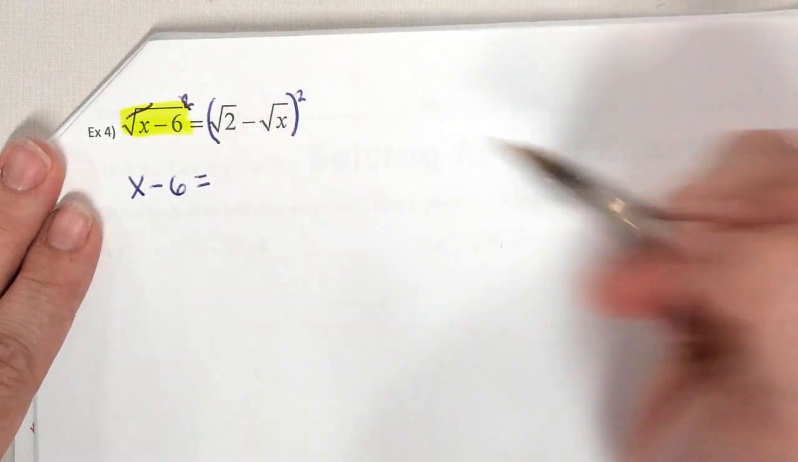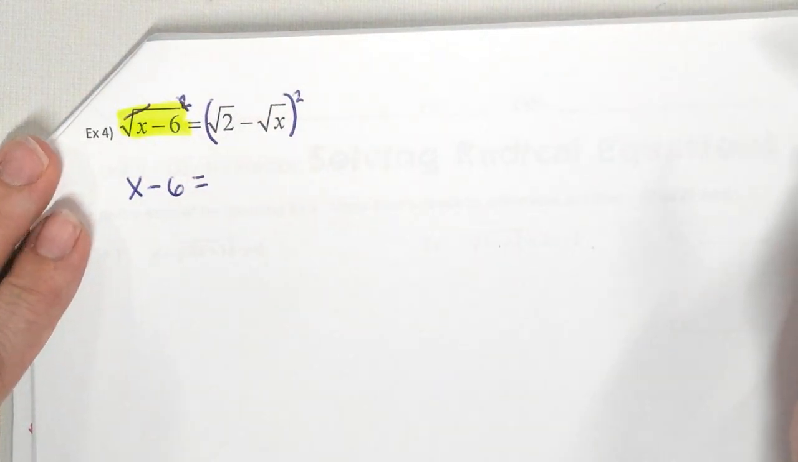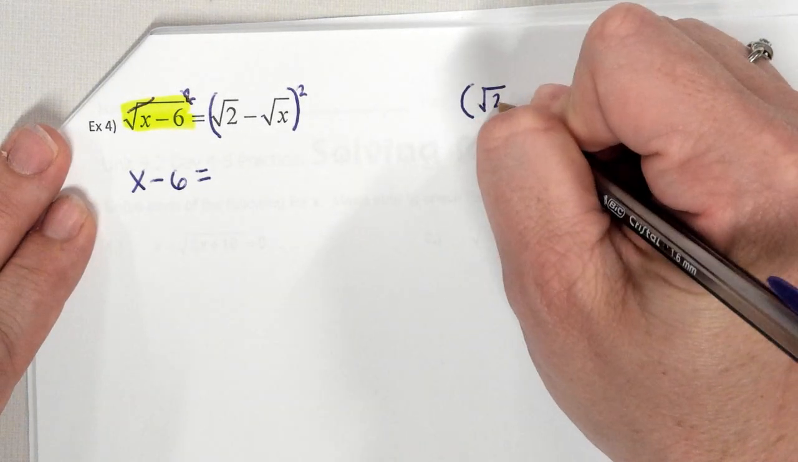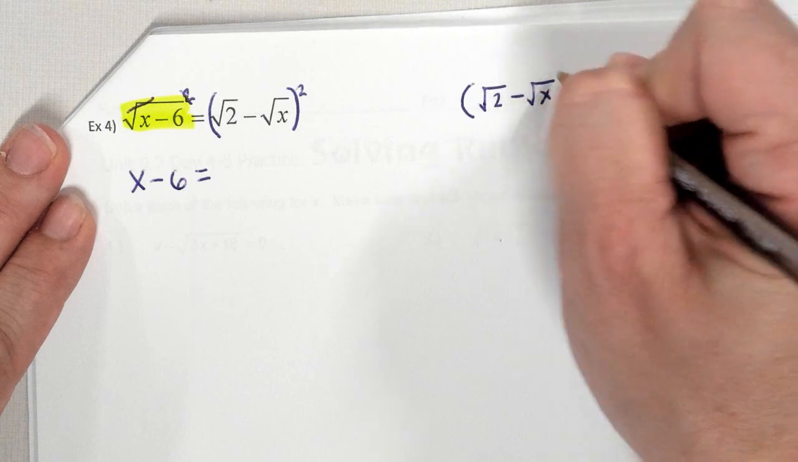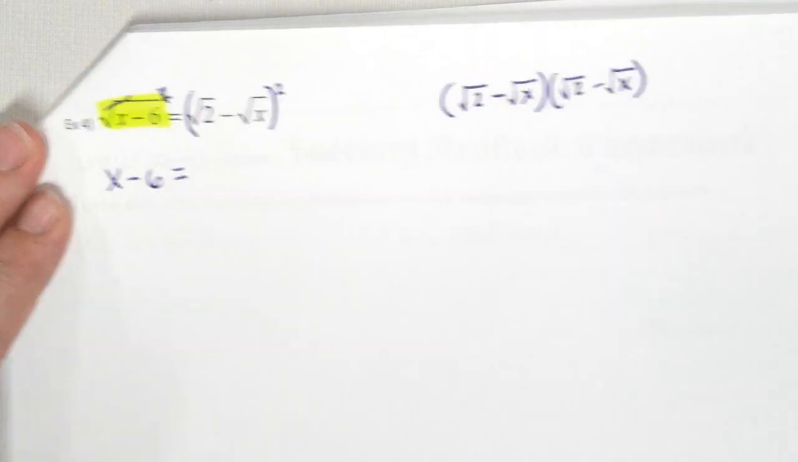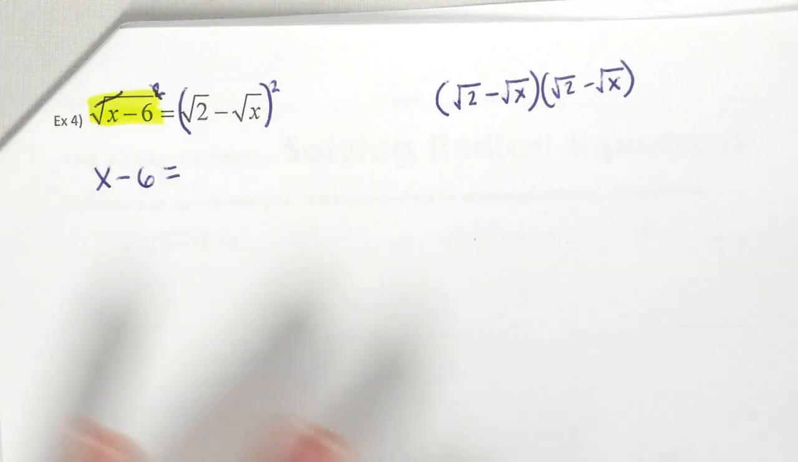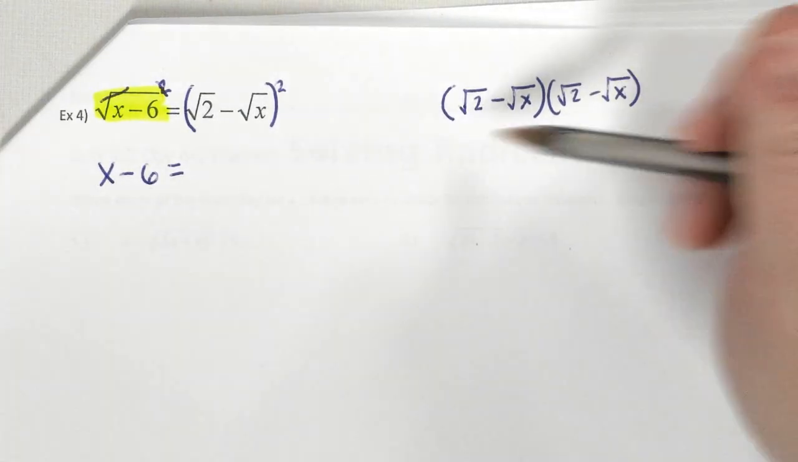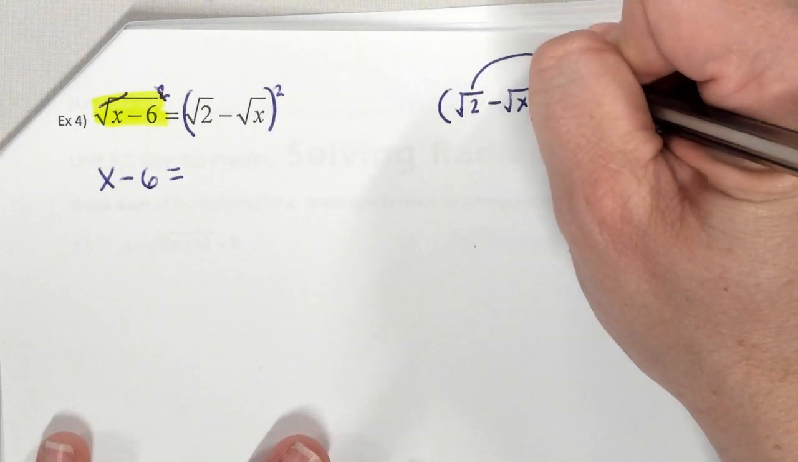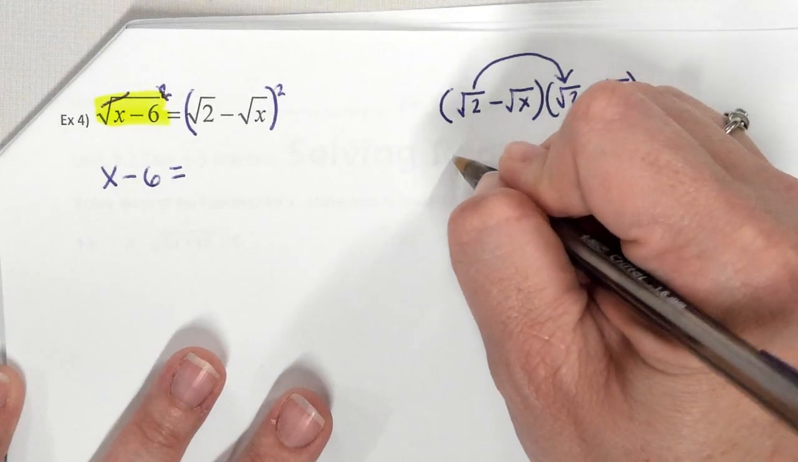However, on this side, I can't just do that. I have to double distribute it. So I'm actually going to bring it over here, and I'm going to double distribute it. So square root of 2 minus square root of x, square root of 2 minus square root of x. And I'm going to double distribute. Well, the nice thing is everything's in a house, so everything will combine, right? Because when you multiply, under the houses can combine. So what's the square root of 2 times the square root of 2? Square root of 4.